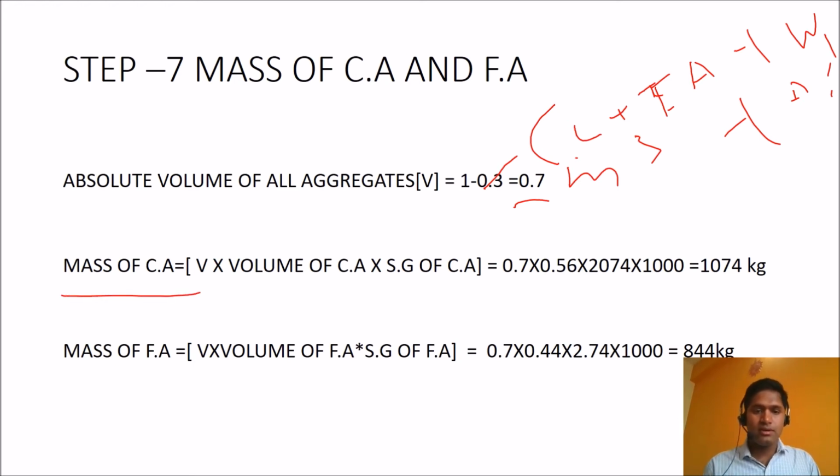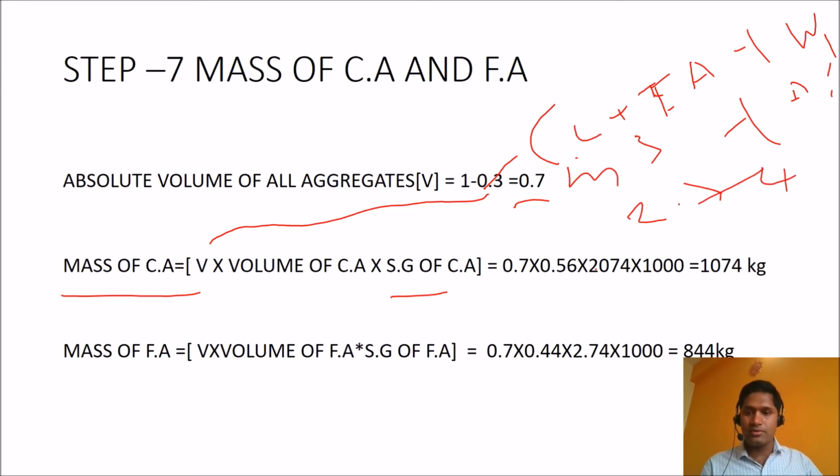So let us see the mass of coarse aggregate, which is equal to V, the absolute volume of all in aggregate. Volume of coarse aggregate is calculated, that is 0.56. Specific gravity of coarse aggregate is 2.74, which is given in the problem, or you need to test it in the laboratory, and which sums up to 1074 kgs per cubic meter. Similarly, mass of fine aggregate needs to be calculated with the same formula. With specific gravity of fine aggregate 2.74, it comes to 844 kg. These are the masses of coarse aggregate and fine aggregate.